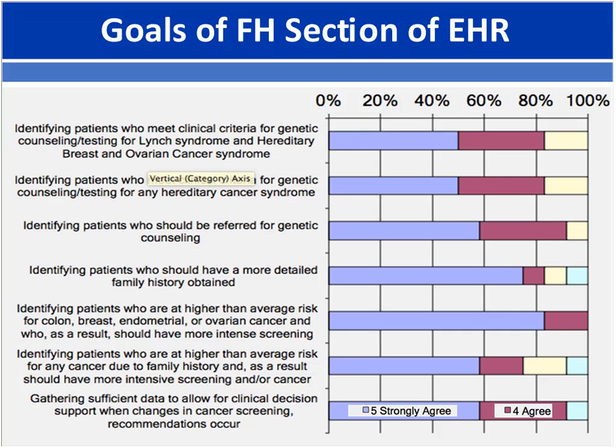I'll just show you one example, maybe the one that has only blue and purple, the third from the bottom. This asks the question, should the family history section of the electronic health record be able to do these various things? To identify patients who are at higher than average risk for colon, breast, endometrial, ovarian cancer, and who as a result should have more intense screening. All of the participants either strongly agreed or agreed with that. Similarly, there was strong agreement that the electronic health record should be able to help a primary care provider identify individuals who should be referred for genetic counseling.